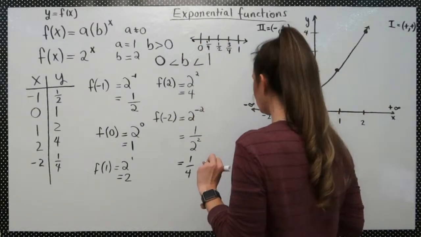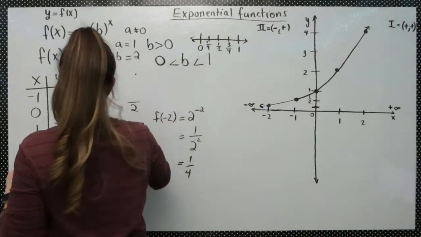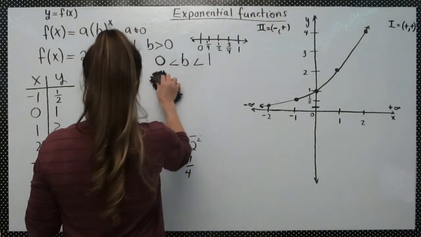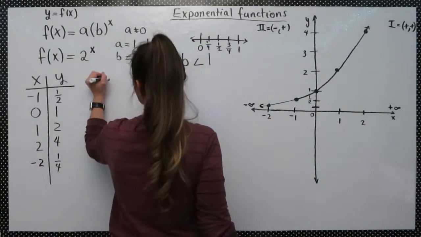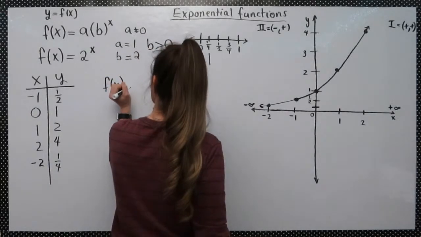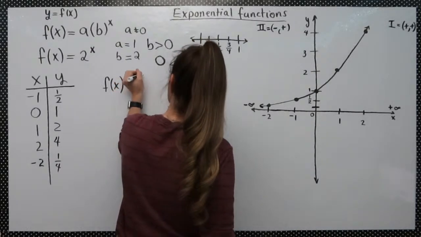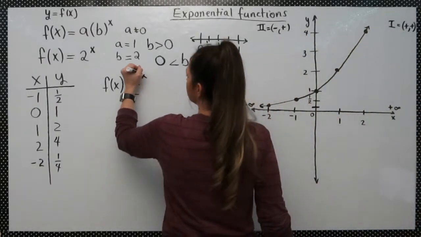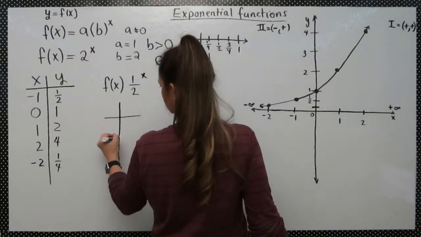So we're going to erase these computations, and we're going to make a new table and a new function. We're going to look at when our function f of x has a different size base. So we'll go ahead and leave a at 1, and we'll say what's going on at 1/2 to the x. We're going to look at the same points, so we'll go ahead and start with -2.